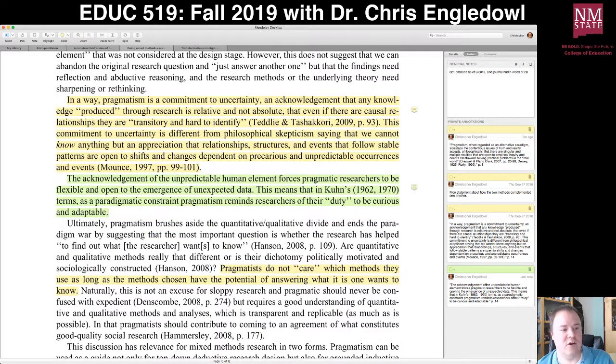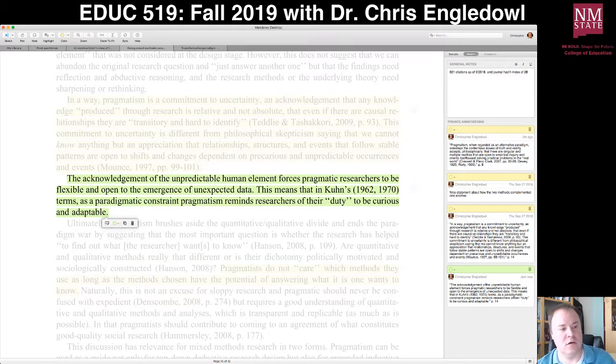And then this piece in green that I thought was really an important statement. "The acknowledgement of the unpredictable human element forces pragmatic researchers to be flexible and open to the emergence of unexpected data. This means that in Kuhn's terms, as a paradigmatic constraint, pragmatism reminds researchers of their duty to be curious and adaptable."